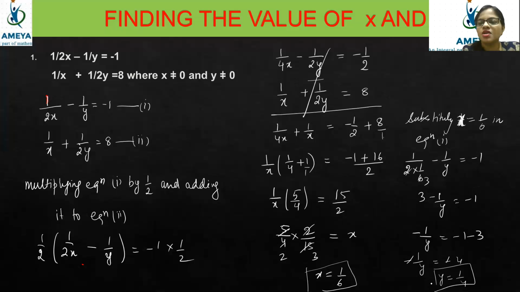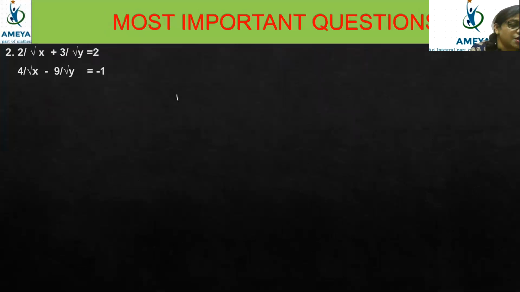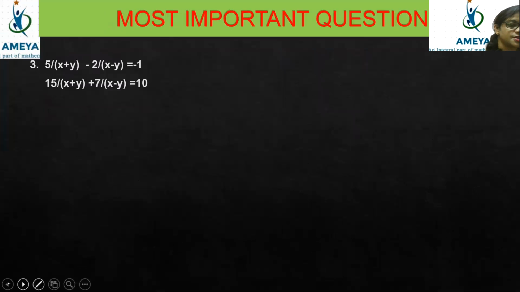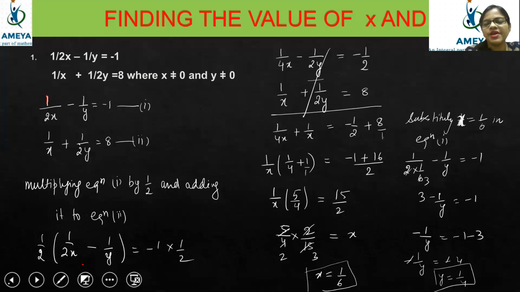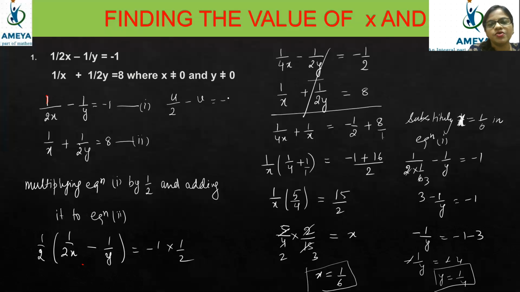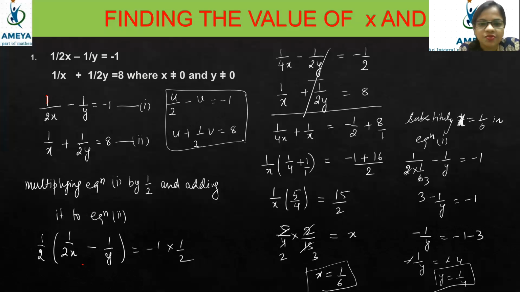So see, it is totally up to your wish what value you are going to take. 1 by x, you can take it as u also or v also. So if you take it as u, then it will become u by 2 minus v equal to minus 1, or u plus 1 by 2 v equal to 8. So if you take it like that, it will come like this. But here, if you can do it directly, it will save your time, and it's not wrong also.